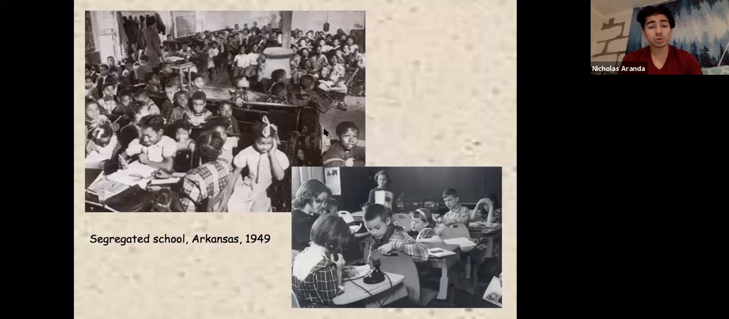This is a segregated school in Arkansas in 1949. You can see the black school on the left and the white school on the right. Just note the change in access to resources, plus how crowded they are.